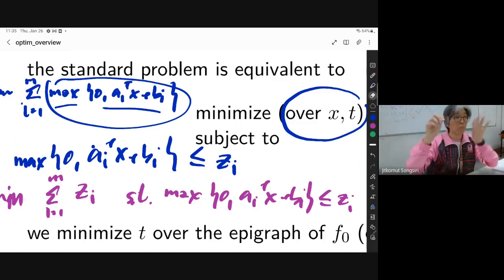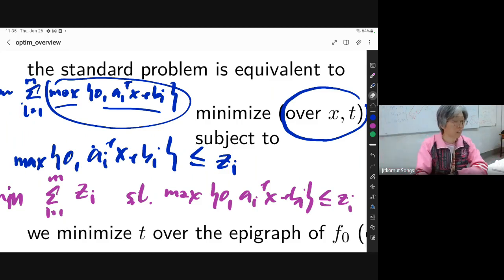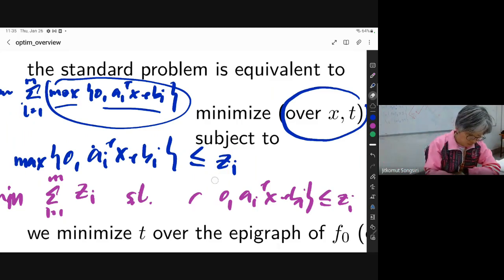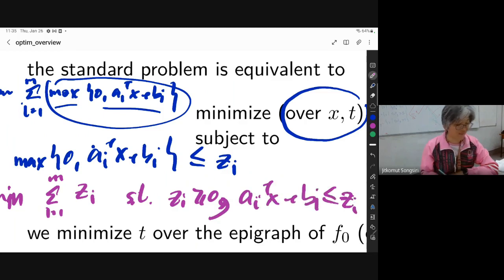Because you know that the max between two values being less than Zi is equivalent to both of them being less than that thing, right? So 0 should be less than Zi, and this is a_i transpose x plus b_i less than Zi.